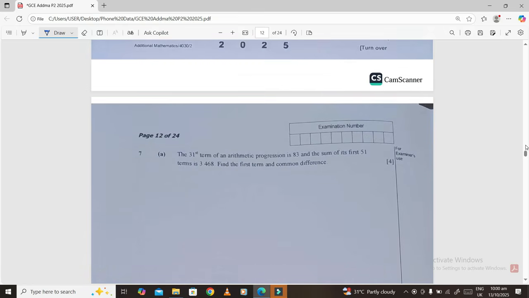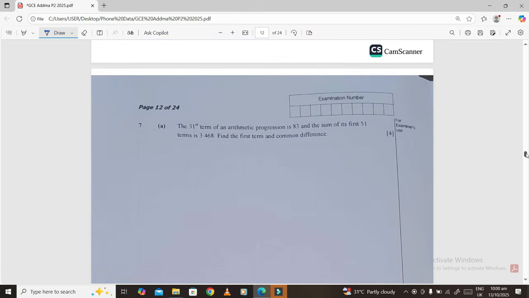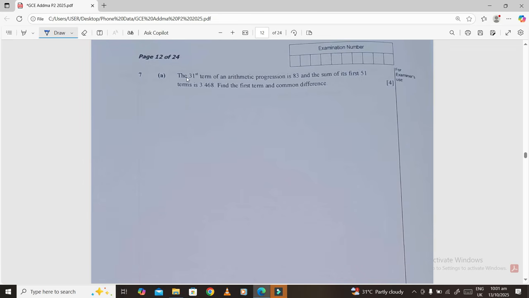Okay, we now come to this question 7a. For question 7a, they are saying that the first term of an arithmetic progression is 83. So we're going to say the first term is 83. That's a term, and the sum of its first 51 terms, so 51 terms, the sum is 3,468. So they want us to find the first term and the common ratio.